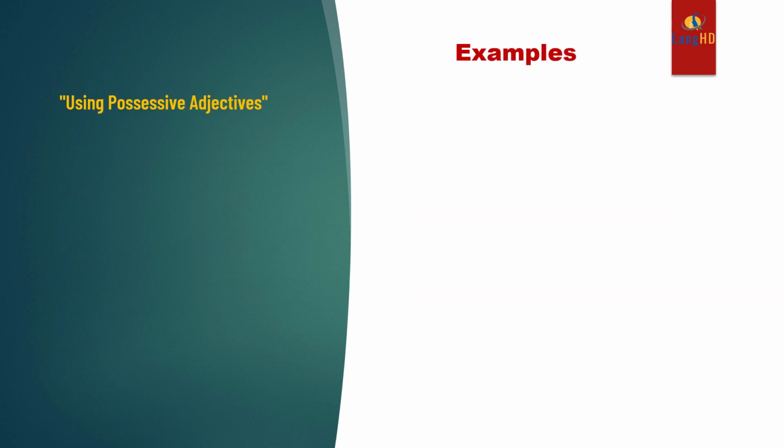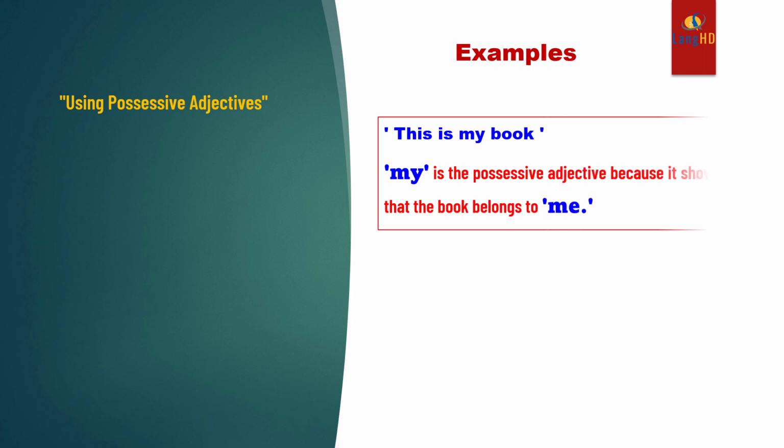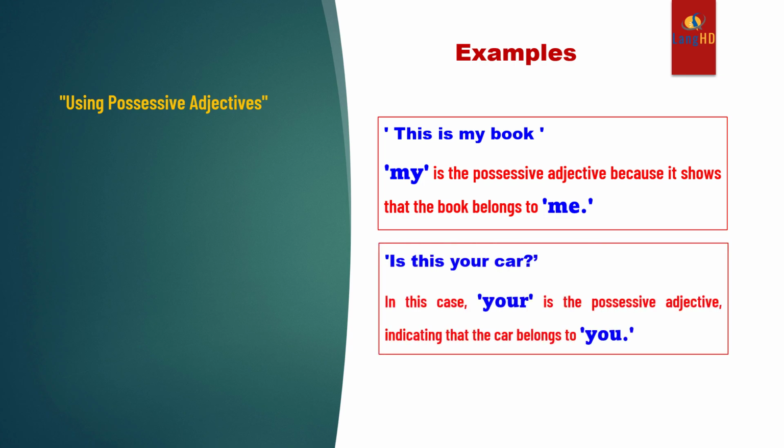Using possessive adjectives. Now, let's see how to use possessive adjectives in sentences. In the sentence, "This is my book," my is the possessive adjective because it shows that the book belongs to me. Here's another one. Is this your car? In this case, your is the possessive adjective indicating that the car belongs to you.